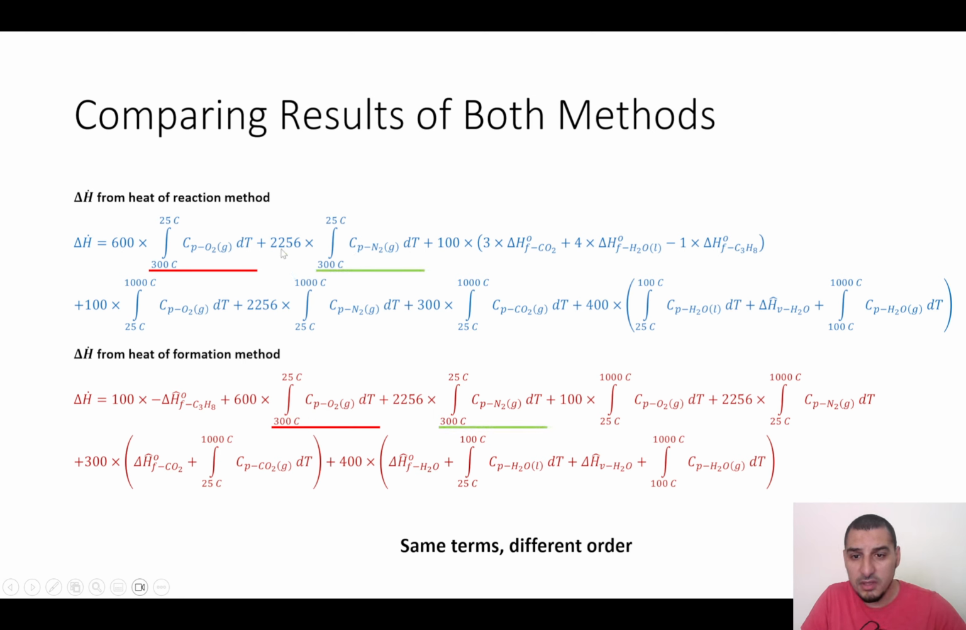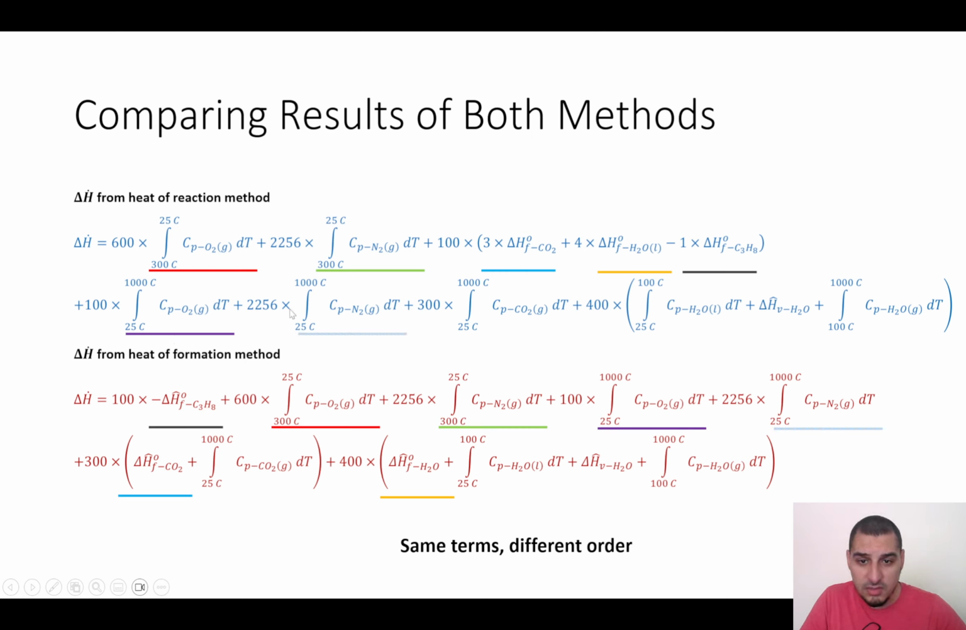So if you look here, you'd see that we have 600 carbon dioxide from 300 to 25. You have 2256 nitrogen from 300 to 25. This term is the same: 300 multiplied by the heat of formation of carbon dioxide, 3 multiplied by 100, 4 multiplied by 100, 4 multiplied by the heat of formation of water, negative 1 multiplied by 100, which is negative 100 multiplied by the heat of formation of propane. 100 multiplied by oxygen from 25 to 1000. You have 2256 nitrogen from 25 to 1000, same number.